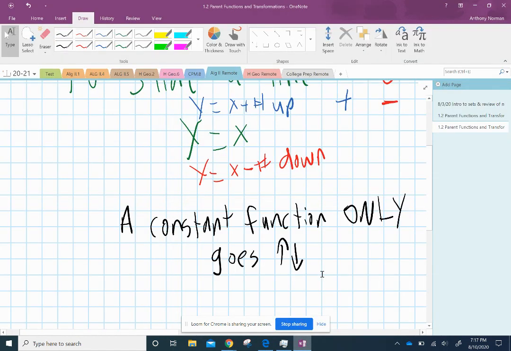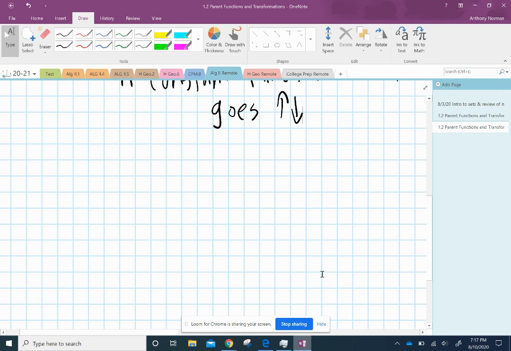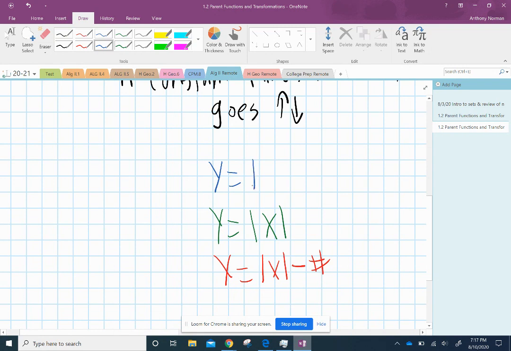So for our absolute value functions, y equals absolute value of x. To go down, we do y equals absolute value of x minus a number. To go up, we do y equals the absolute value of x plus a number. So those shift, or slide, up. This shifts, or slides, down. And that's for absolute value.